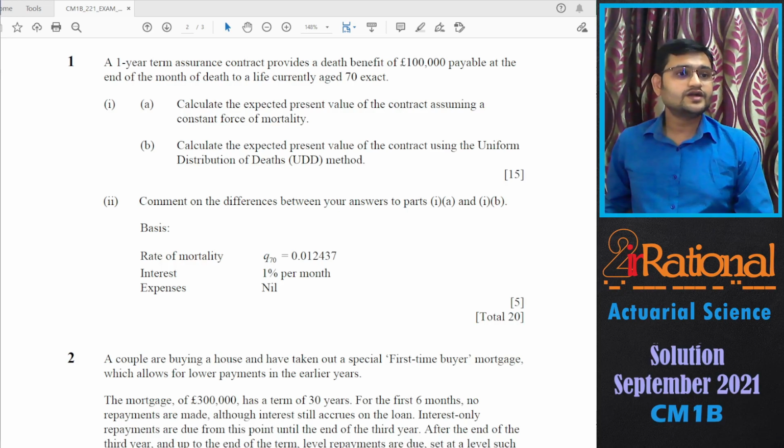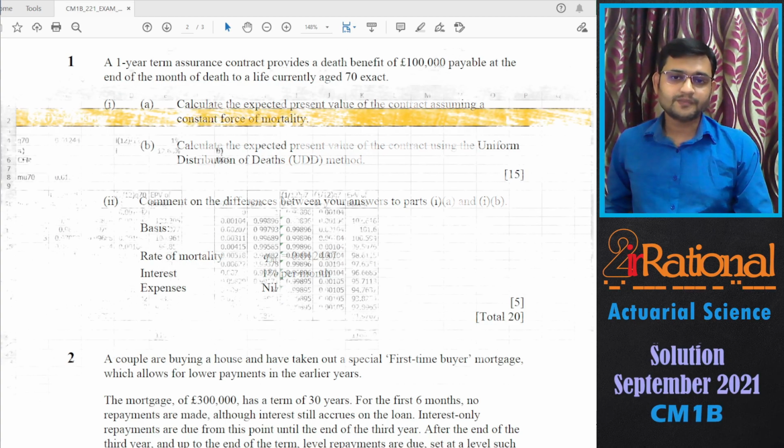A 1-year term assurance contract provides a death benefit of 100,000 payable at the end of the month of death to the life currently age 70 exact. Calculate the expected present value of the contract assuming a constant force of mortality, so CFM. Calculate the expected present value of the contract using the uniform distribution of death method.